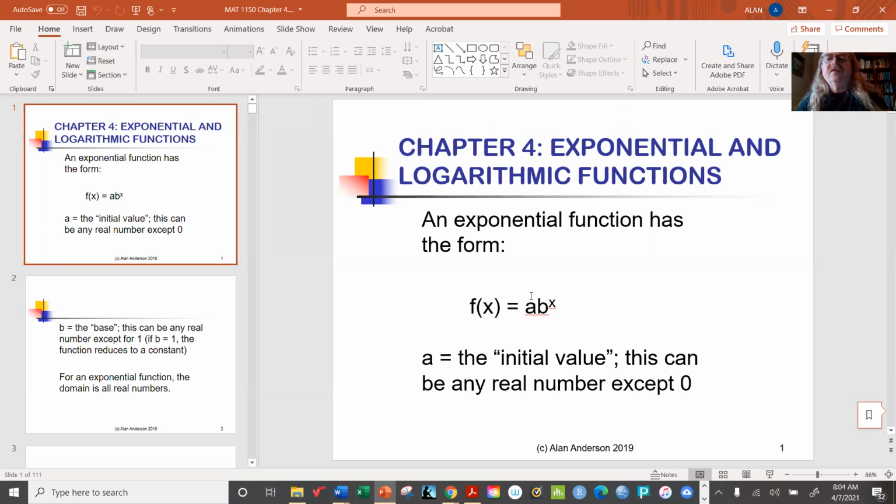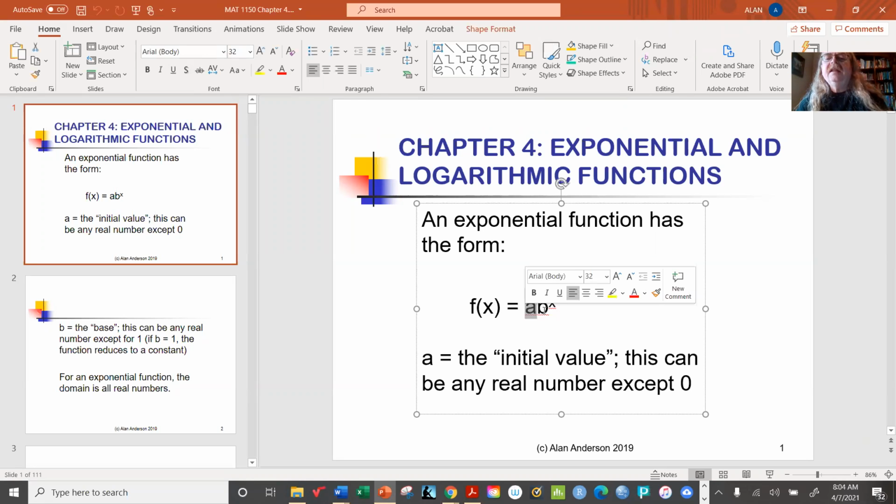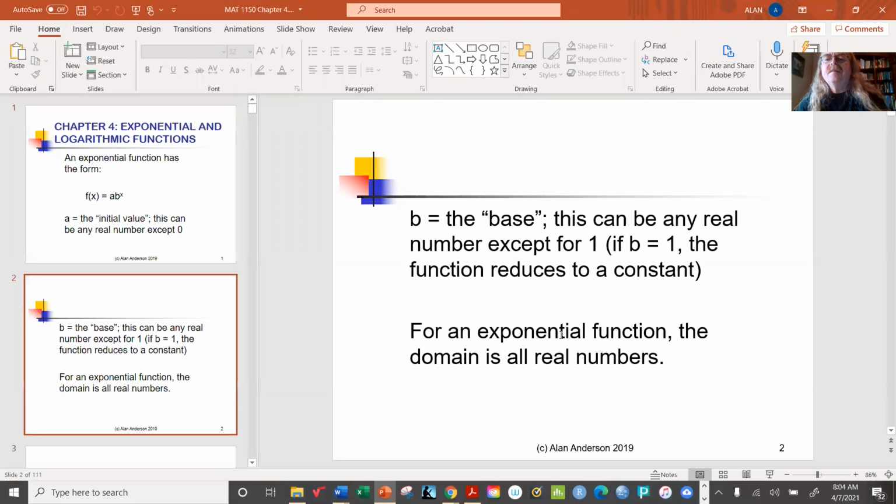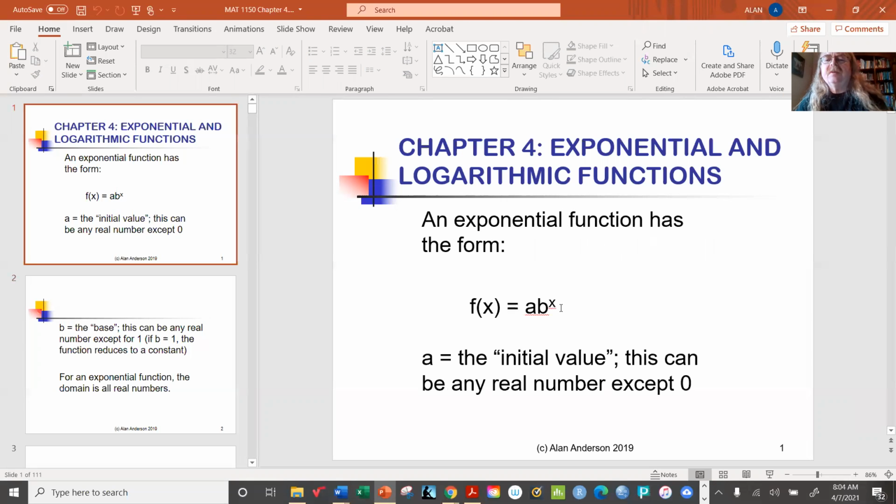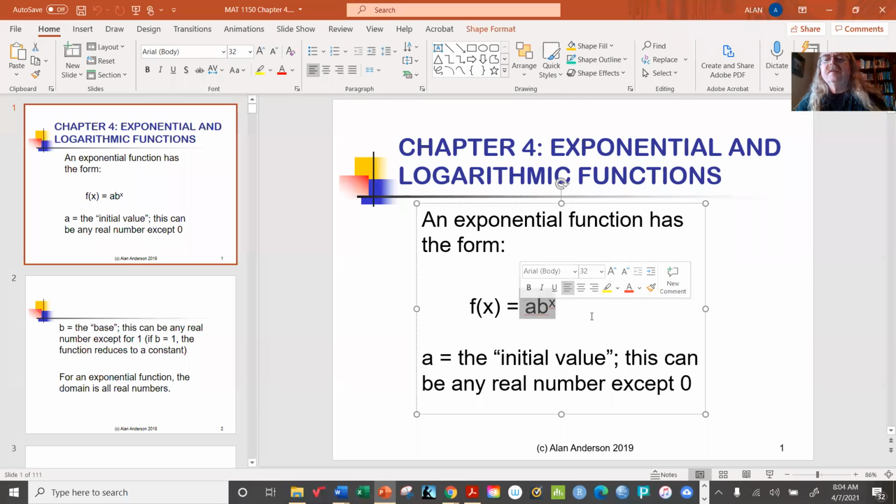A is the initial value of the function, which means that when x equals 0, the function has a value of a. This is the starting point. And then b is the base, which can have any value except 1, because if it's equal to 1, then we just end up with a constant. It can't be 0 either, of course, because then the function would just be 0. So the only thing we're ruling out is a value of 0 or 1 for b. A can have any value, and of course, x can also have any value.